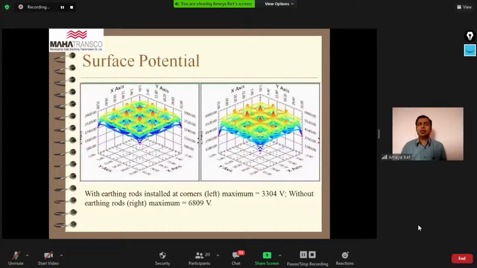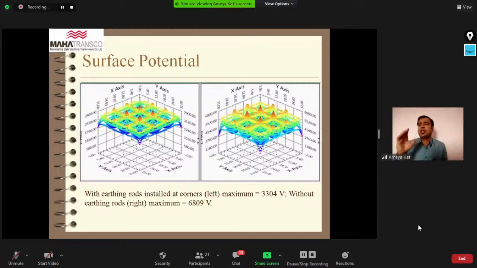Now coming to a visual analysis of surface potential: what happens if our substation is without earthing, and what happens if our substation is with earthing. We have an animated graphical representation you can see on the screen right now. On the right side of the screen you will see some color coding visualization, and similarly on the left side. But what is the exact difference between the two? I have taken a case analysis, for example, of a 220 kV substation. What happens if earthing is not installed for a 220 kV substation? What happens to the surface potential?